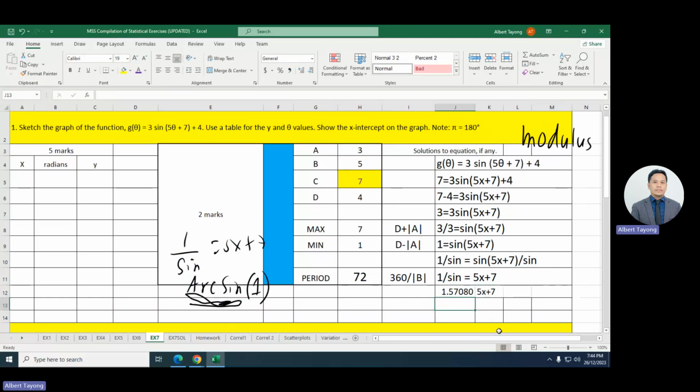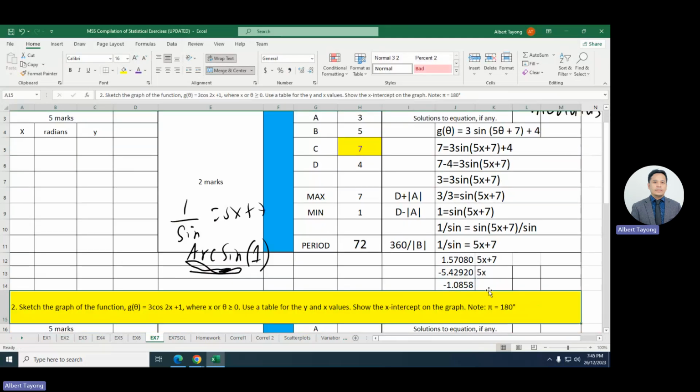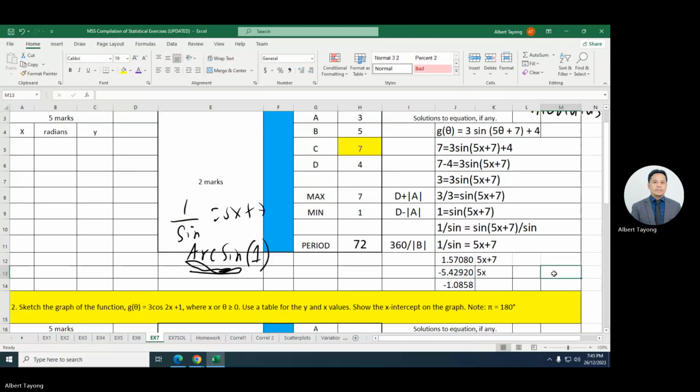What is the next step? How to solve for x? Transfer what? Transfer 7 to the other side. So this minus 7 equals 5x. So how to solve for x? This divide by 5. That's the answer.